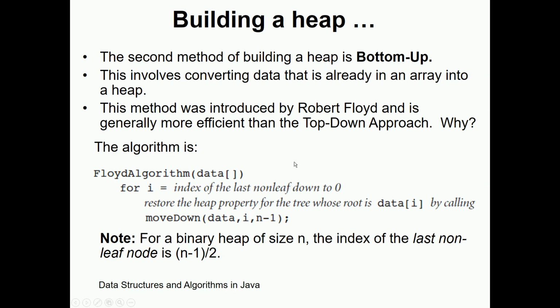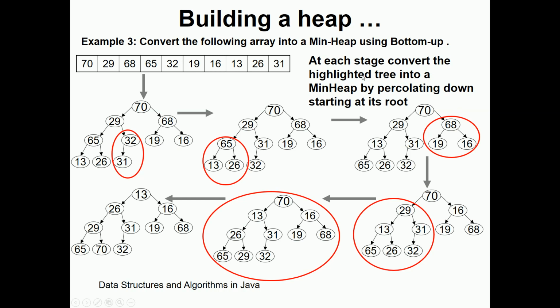Now how does this work? Let me just show this to you with an example. Now we have these values. The first thing, we just put the values regardless of the sorting. We just put the values into a tree, and then we run this bottom up approach, which just starts with the last non-leaf node, the last node that has a child, and then we percolate to put the minimum on the top.